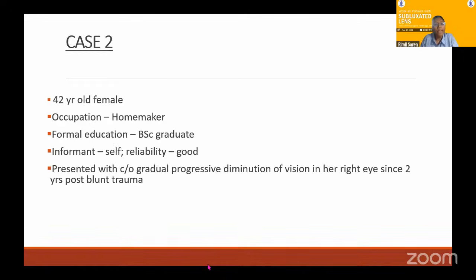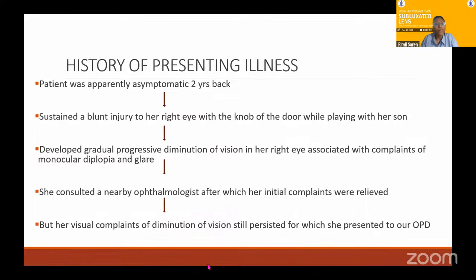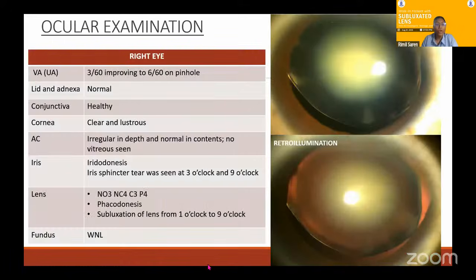Now, my second case had similar complaints with progressive diminution of vision in a right eye post blunt trauma, after which she developed progressive diminution of vision associated with complaints of monocular diplopia and glare, for which she consulted the ophthalmologist, and after which her initial complaints were relieved, but her visual complaints were still persisting, for which she presented to us. So on ocular examination of her right eye, her unaided visual acuity was 3 by 60, which was improving to 6 by 60 on pinhole.